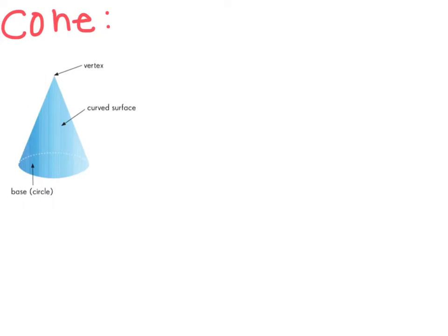Now let's take a look at cones. A cone has one circular flat surface or base and a single curved surface. It has one vertex. The bases of a cylinder and a cone are not polygons. The bases of a prism and a pyramid are polygons. That is the major difference between cylinders and cones and prisms and pyramids.